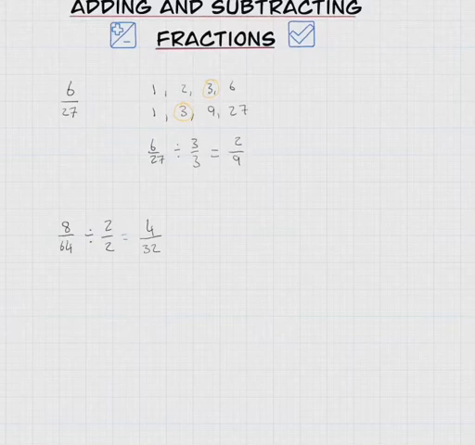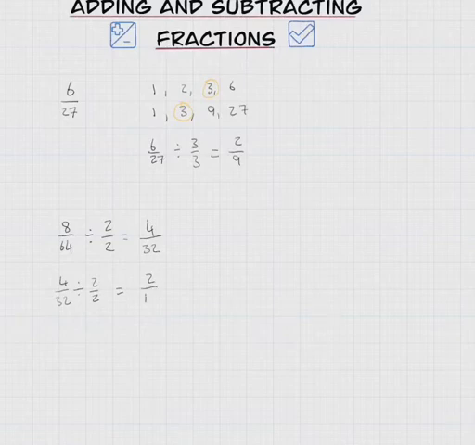But this is not fully simplified yet. I've still got two even numbers here. I can still keep making these numbers smaller, so I have to keep continuing to make it smaller. 4/32 divided by 2 over 2 is equal to 2 over 16, 2 sixteenths.